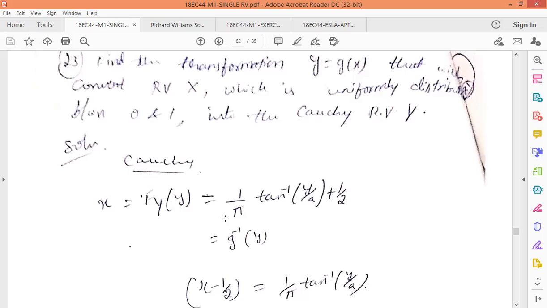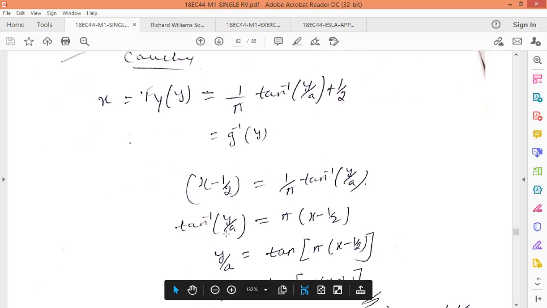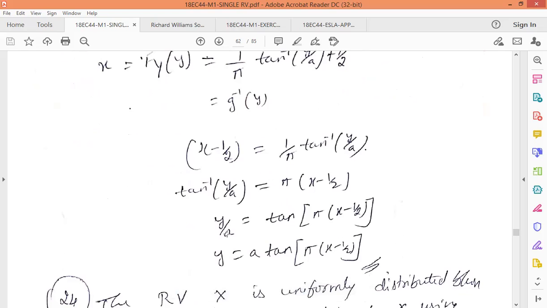For the Cauchy random variable we have seen 1 by pi tan inverse of, instead of x here we'll be writing y, so y by a plus 1 by 2. Now rearranging this, that is taking 1 by 2 onto the left hand side, we'll be getting x minus 1 by 2 is equal to 1 by pi tan inverse of y by a. From this we can write the equation for tan inverse of y by a, because our aim here is to get the equation of y, that is the transformation function y. For that reason we'll try to write the equation in terms of y.